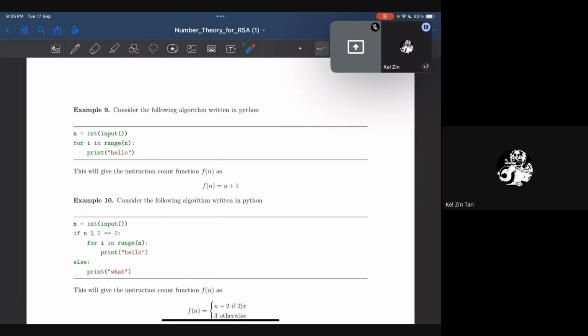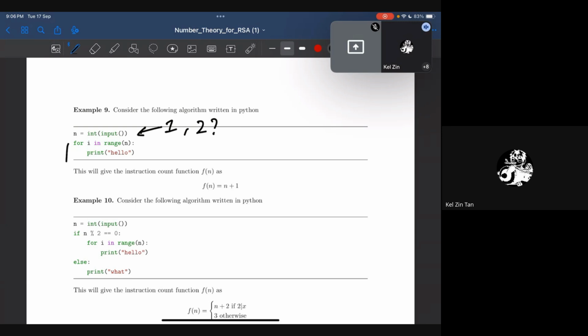Perhaps we can write F(n) equals n plus 1. Why? Because the input line is essentially just one instruction. Of course, we have also converted the input into an integer. You can also regard this as two instructions, because you are writing on the same line. But let's just assume that we are counting it as one now.